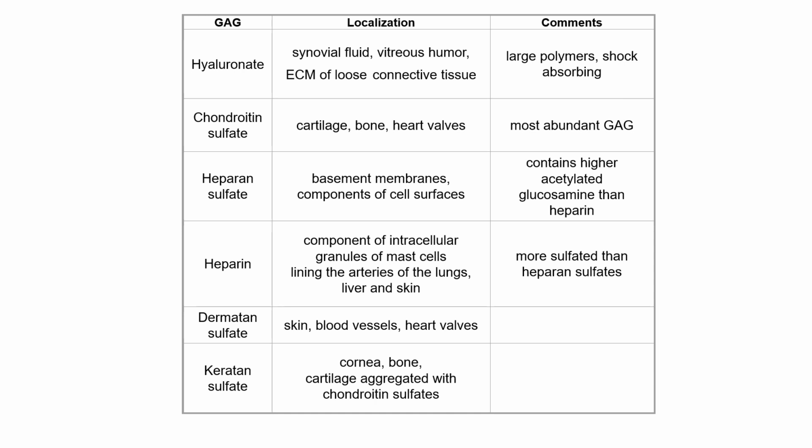So if people ask you what is the difference between heparin and heparan sulfate, apart from localization, heparan sulfate contains more acetylated glucosamine than heparin, whereas heparin is more sulfated than heparan sulfate. Talking about dermatan sulfate, it is localized in the skin, blood vessels, and heart valves. Similarly, keratan sulfate is also found in the cornea, bone, and cartilage, where it is aggregated with chondroitin sulfate.